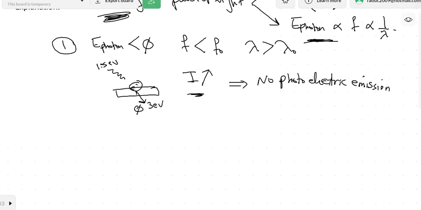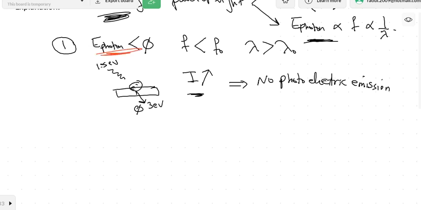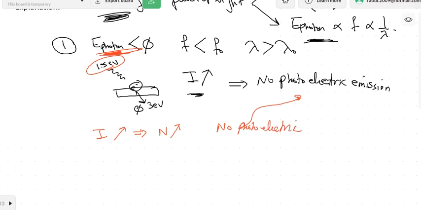So when we increase the intensity here, the energy of the photon is less than, again, the work function, meaning this photon is useless, a weak photon. When we increase the intensity, we are increasing the number of photons, the rate of photons, not the energy of the photon. So even if you increase the number of photons, these photons are still weak, so no photoelectric emission. You see? So intensity in this case is useless.